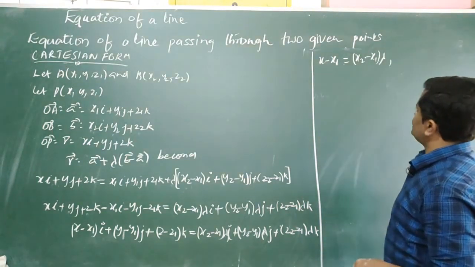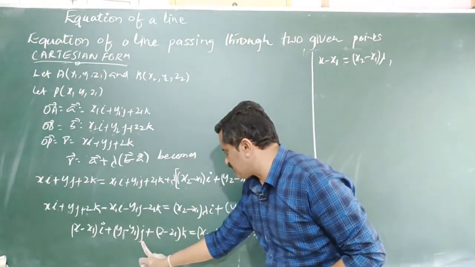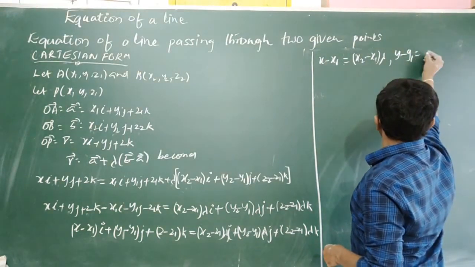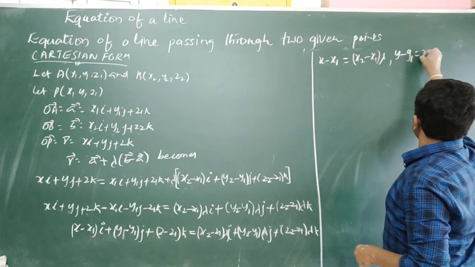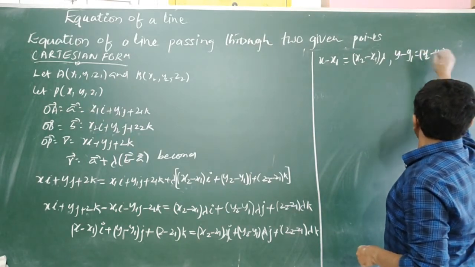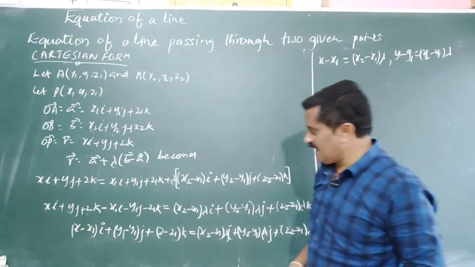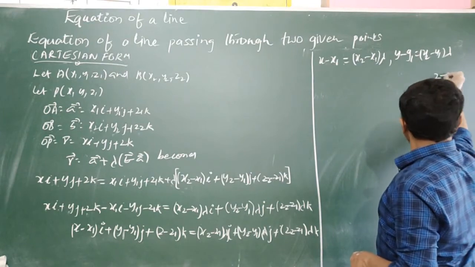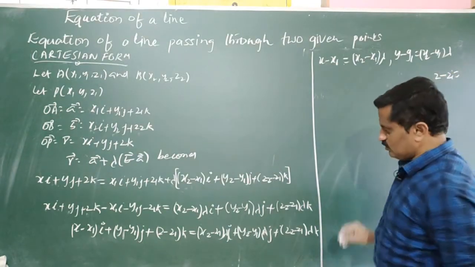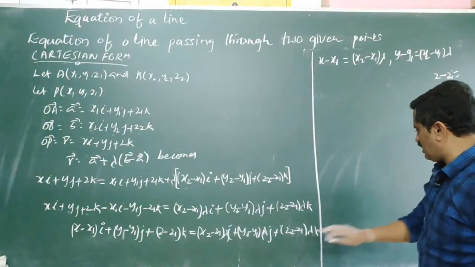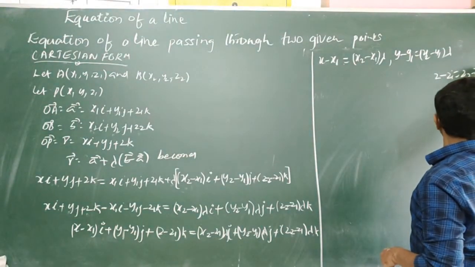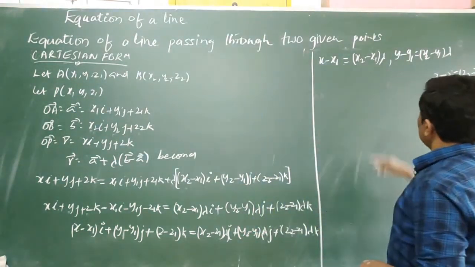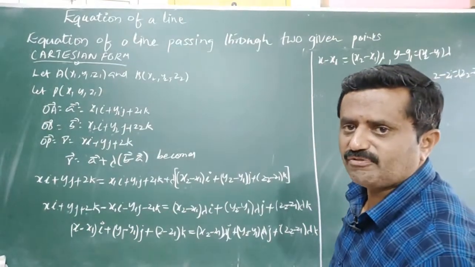Next we have the component of j, that is y minus y1 is equal to y2 minus y1 of lambda. Again we have the component of k here, that is z minus z1 is equal to z2 minus z1 into lambda, that is z2 minus z1 of lambda. Okay, so now let us find the value of lambda.